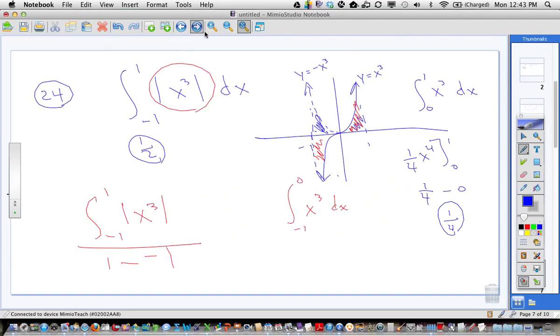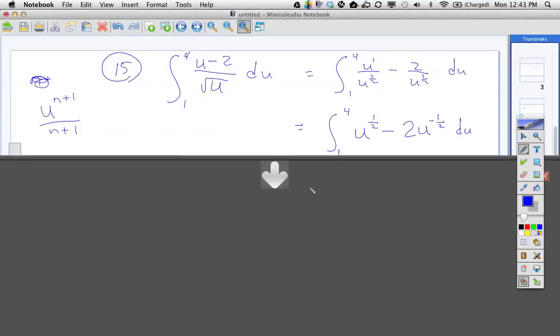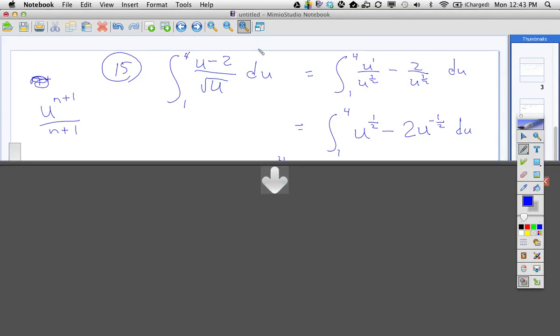That is, except with, because that one comes out a little nicer. So let's talk about number 15, just quickly. Number 15, there's no quotient rule for antiderivatives, okay? So on 15, what you do is you write this as u to the 1/2, and then you split it apart into two separate things. Then you subtract your powers and do that.